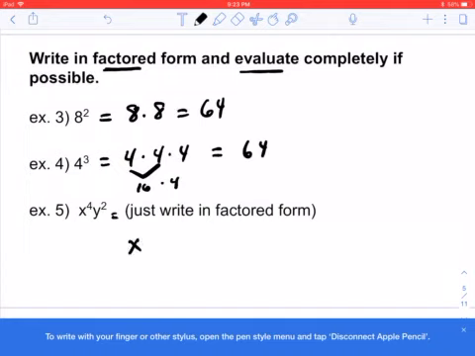And then for this one, you can only write this in factored form. So this would be x times x times x times x, because we've got 2 different bases here. We've got x as a base, and then we also have y as a base. So times y times y. So x is used as a factor 4 times, y is used as a factor twice.